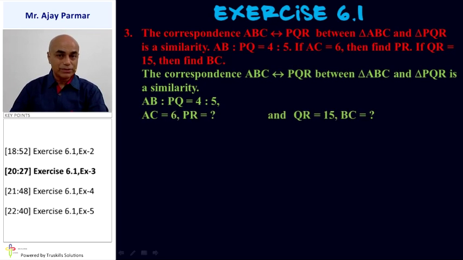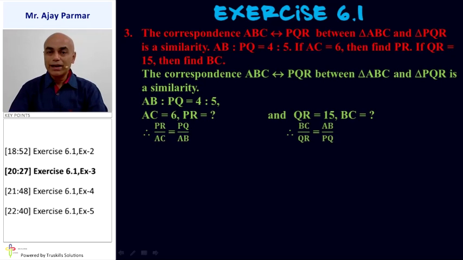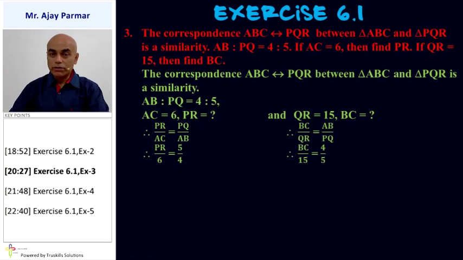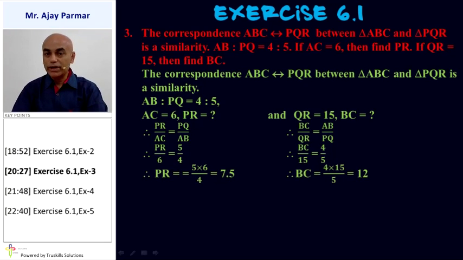Now, AC is 6, PR is to be found out, and also QR is 15, BC is to be found out. So, PR upon AC is equal to PQ upon AB, because I want to find out PR. Same way, BC upon QR is equal to AB upon PQ, because I want to find out BC. So, we generally start off with the term that we want to find out. Therefore, PR will be 5 into 6 upon 4, and that is going to be 7.5, whereas BC is 4 into 15 upon 5, that will be 12.